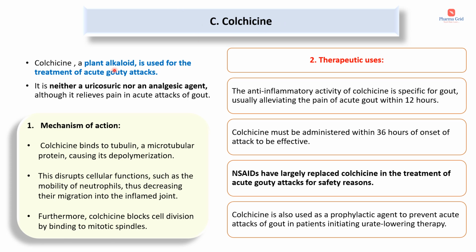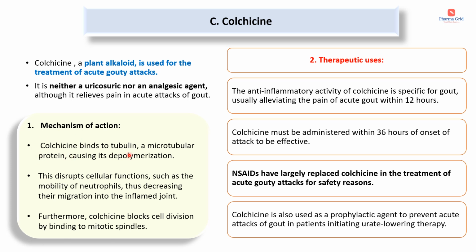So the first one is colchicine. Colchicine is a plant alkaloid used for the treatment of acute gouty attacks. It is neither a uricosuric nor an analgesic agent, although it relieves pain in the acute attacks of gout. So coming to the mechanism of action, which is very important, especially in case of pharmacy exams.